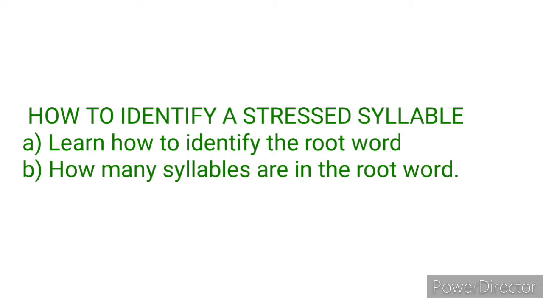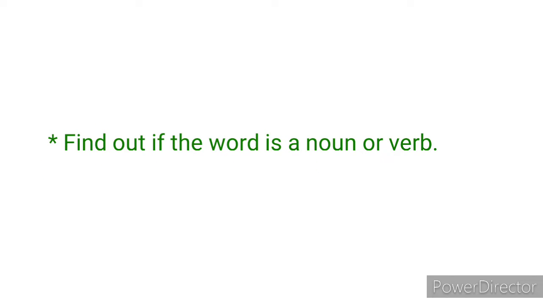Now, when you have a word with 2 syllables, the first thing you should do is to find out if the word is a noun or a verb. If it's a noun, you should place the stress on the first syllable, and if it's a verb, place the stress on the second syllable. Let me repeat myself. When you have a word that has 2 syllables, if the word is a noun, place the stress on the first syllable, and if it's a verb, place the stress on the second syllable.